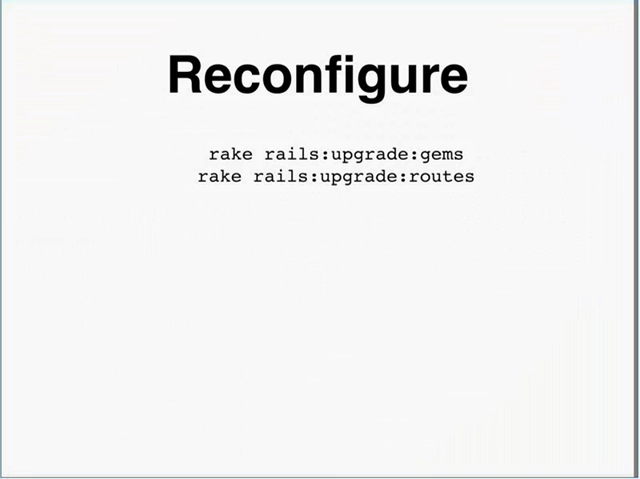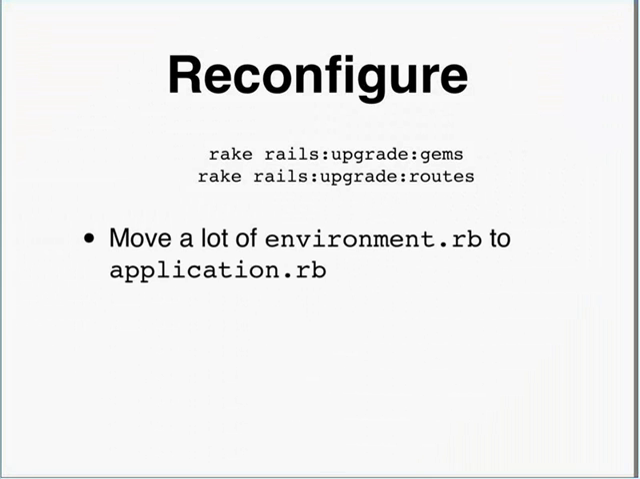So these two tasks actually take your config.gems calls from environment.rb and your routes, and will generate Rails 3 compatible versions of those for you to plug in. So you take the output from gems and put it in your gem file, and you take the output from routes and put it in your routes file. There's also one that's rake rails:upgrade:configuration that will take a lot of the code that was in environment.rb but now belongs in application.rb and generate basically what your application.rb should look like.